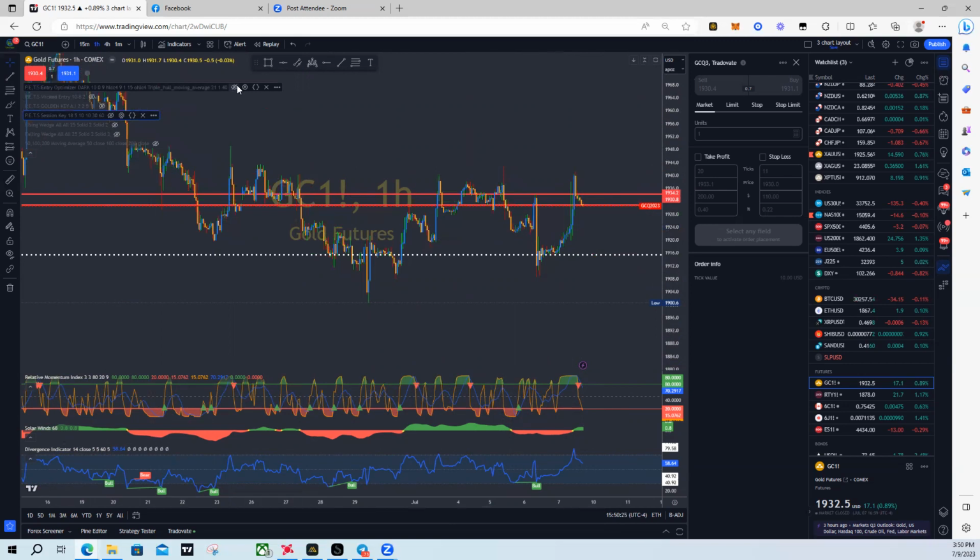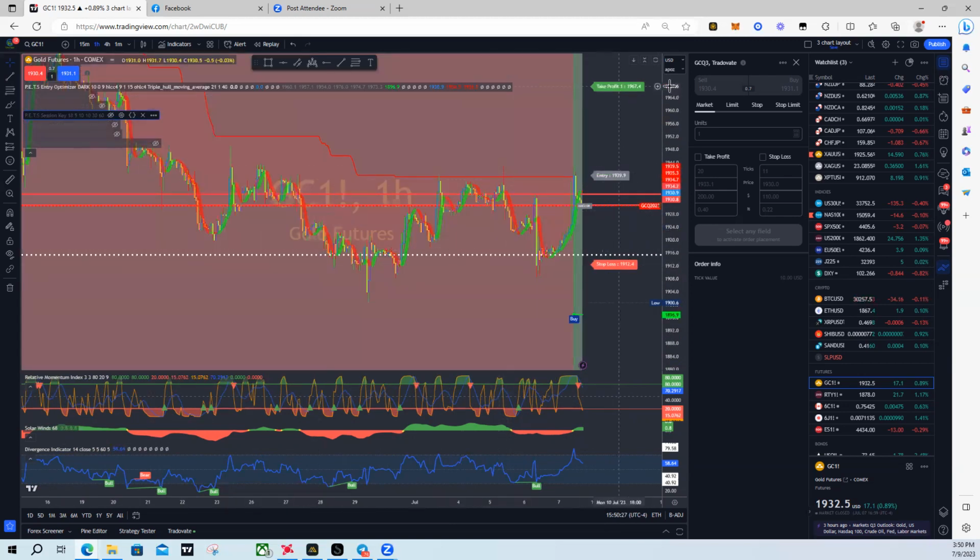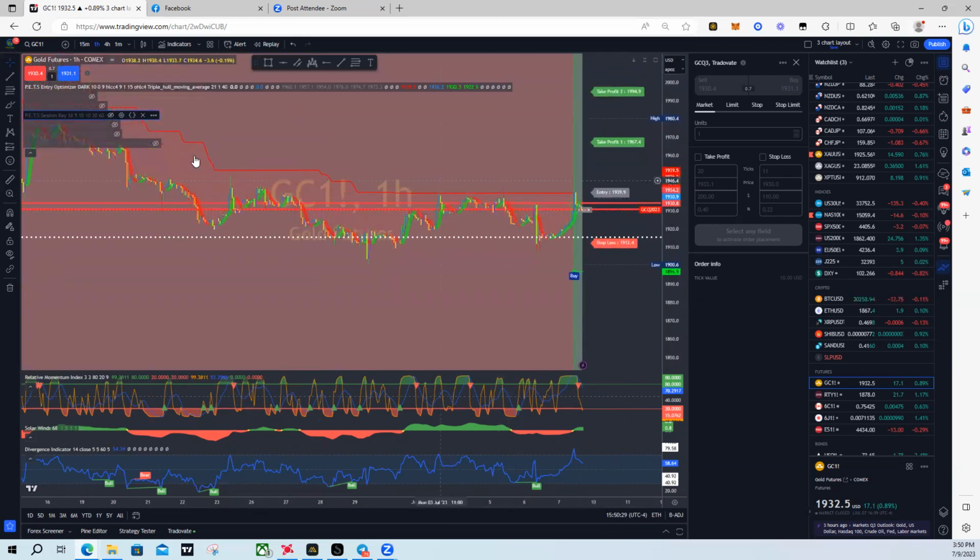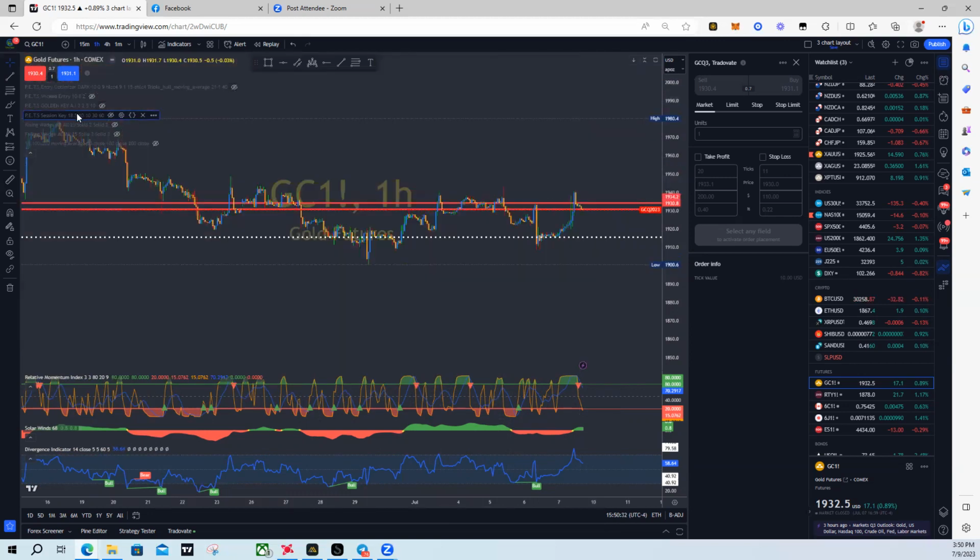Your entry optimizer is going to do the same thing. You're going to get entry, take profit 1, 2, and 3, and a stop loss. And I believe the wicked entry does it as well. Let's see. Yes, entry, take profit 1, 2, and 3, and stop loss. So each tool stands alone.